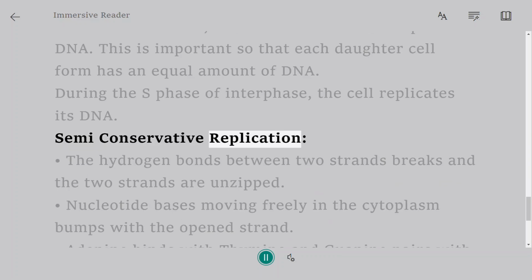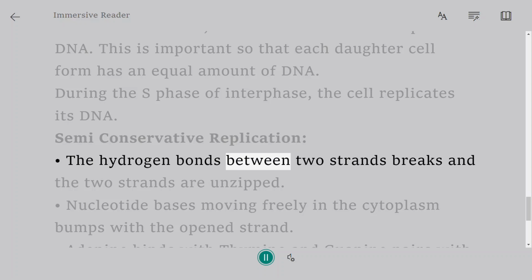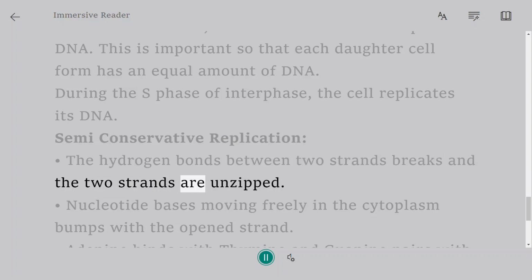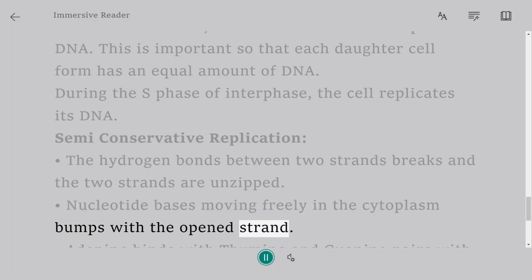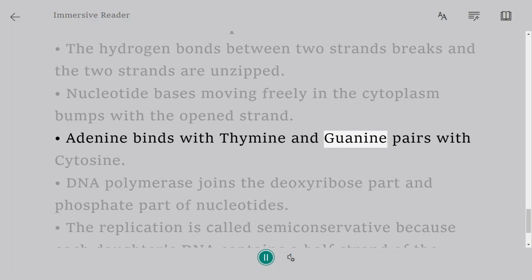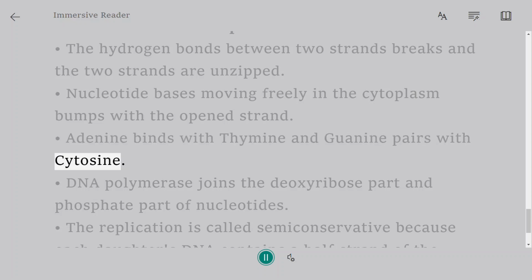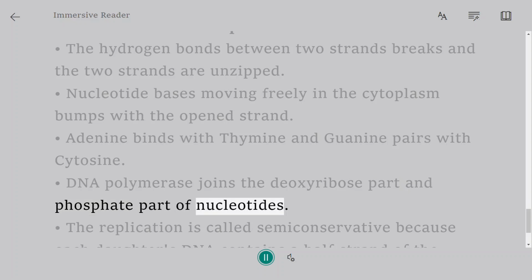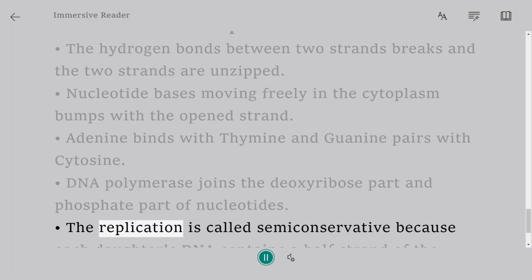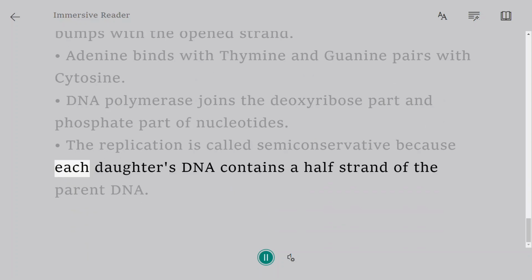Semi-conservative replication. The hydrogen bonds between the 2 strands break and the 2 strands are unzipped. Nucleotide bases moving freely in the cytoplasm bump into the open strand. Adenine binds with thymine and guanine pairs with cytosine. DNA polymerase joins the deoxyribose part and phosphate part of nucleotides. The replication is called semi-conservative because each daughter DNA contains a half strand of the parent DNA.